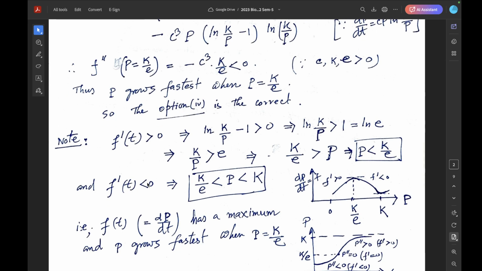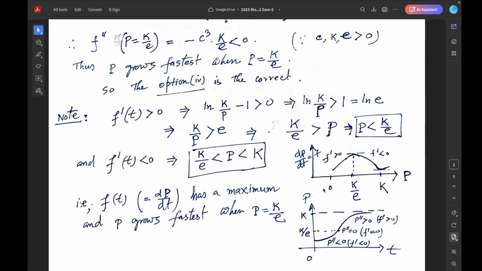And f dash t is less than 0 when k by e less than p less than k. So if we draw this p axis, this dp/dt equal to function f. Within this interval 0 to k by e, this f dash is positive, and when k by e to k, f dash is negative. So this f(t), that is equal to dp/dt, has a maximum, and p grows fastest when p equal to k by e.